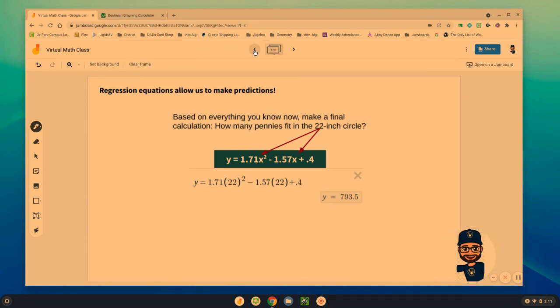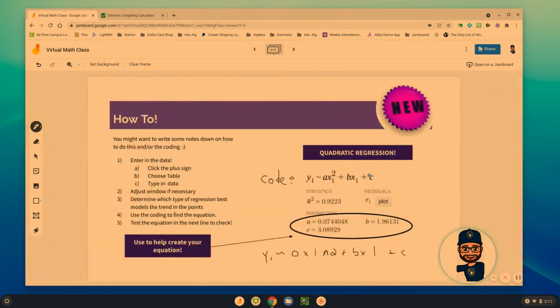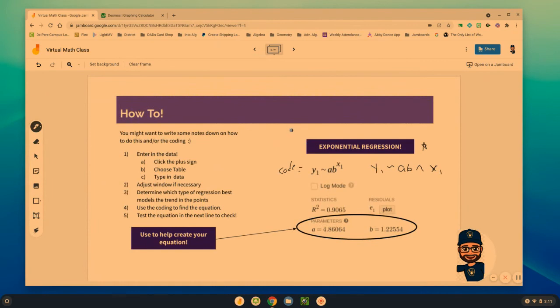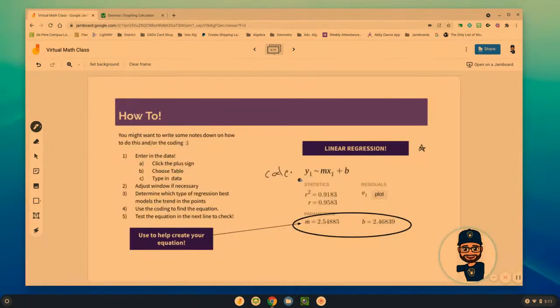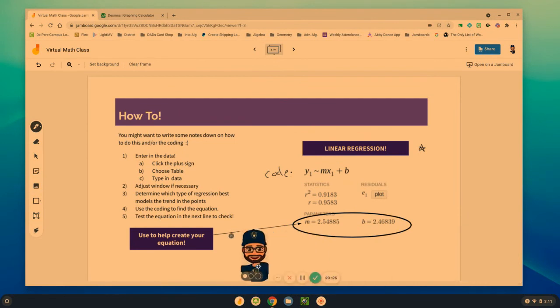And so again, you need to make sure that you have these codes written down for inside of Desmos so that when you've plotted the information in Desmos through your table, you can use them to predict.